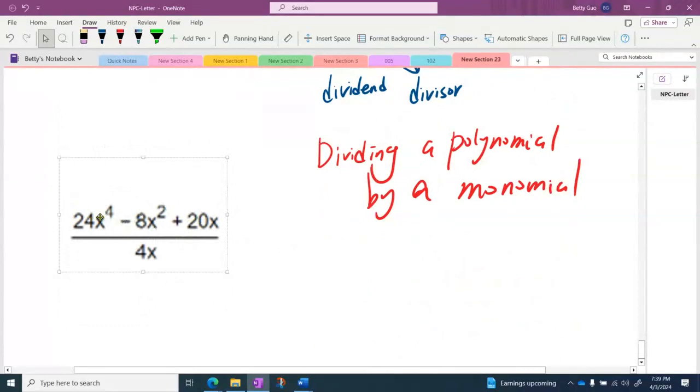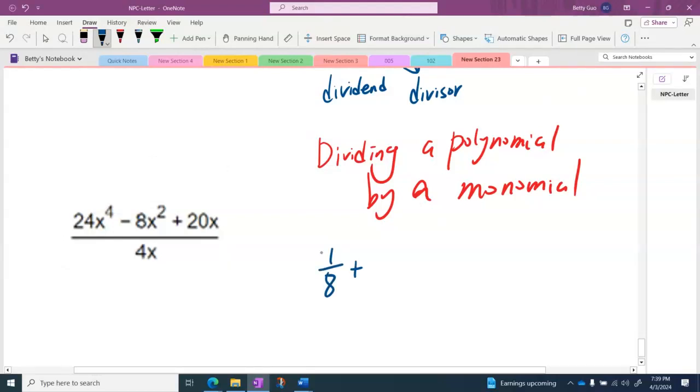The numerator is a polynomial, a trinomial specifically: 24x fourth minus 8x squared plus 20x. And the denominator 4x is a monomial. So this is the case we're covering today. Okay, so how do we divide a polynomial by a monomial? We have a formula, and I call it a formula. Technically it's not, but I call it a formula, or you can see it as a rule. Here, let me derive the rule for you.